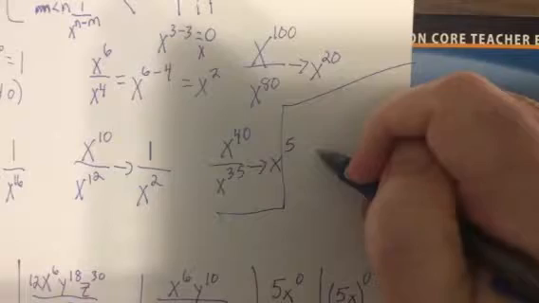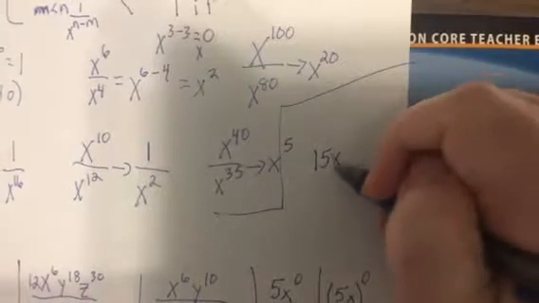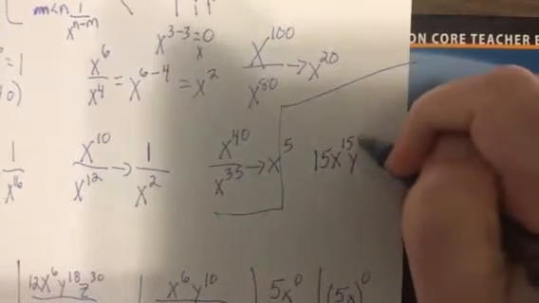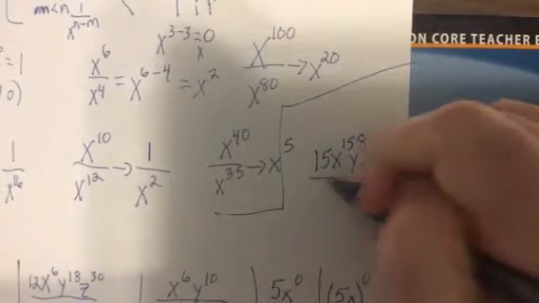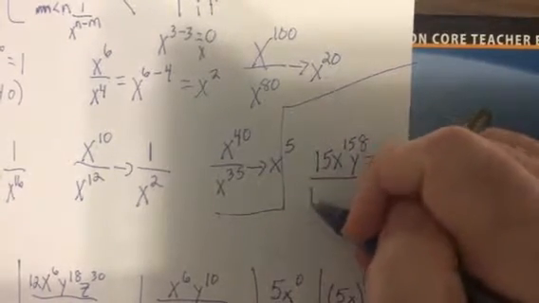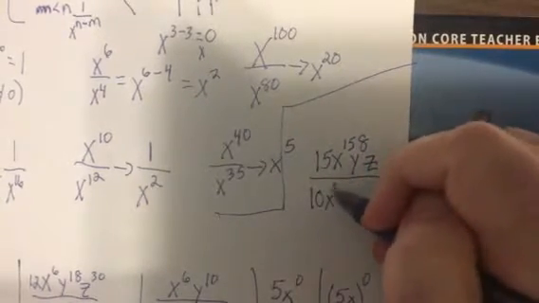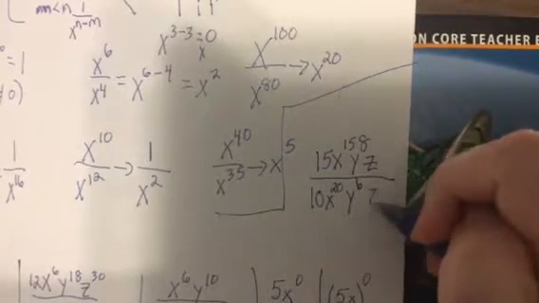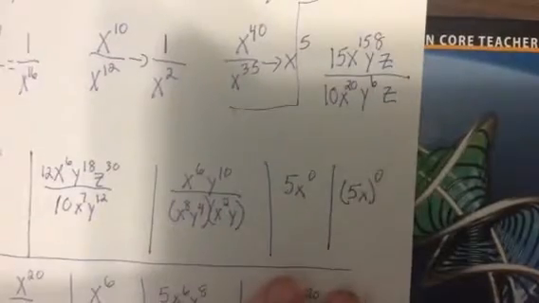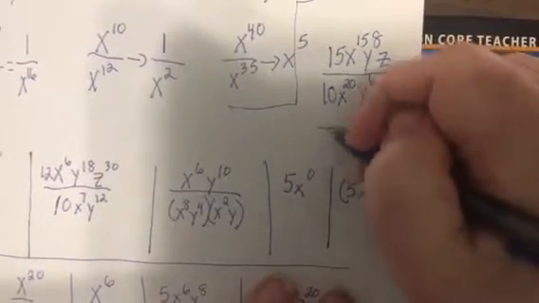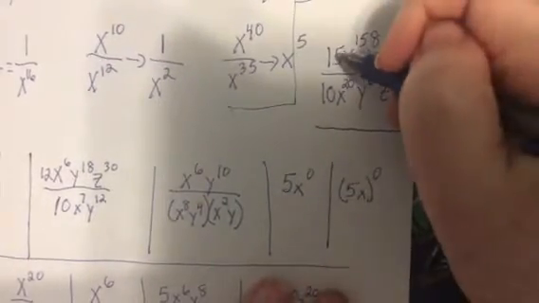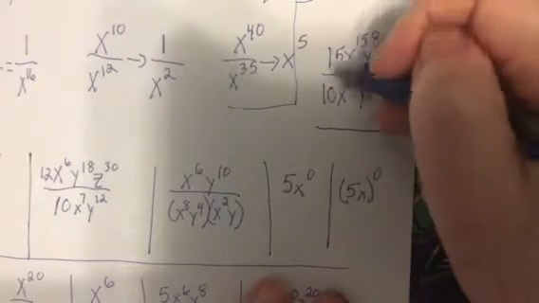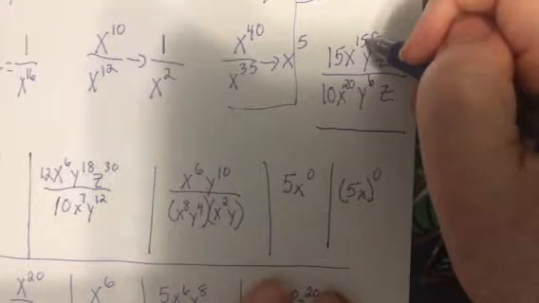So let's look at this one. 15x to the 15th, y to the 8th, z over 10x to the 20, y to the 6, z. I'll move it up here. Now let's simplify this. Now remember, coefficients, a number times the variable, is different than a power.